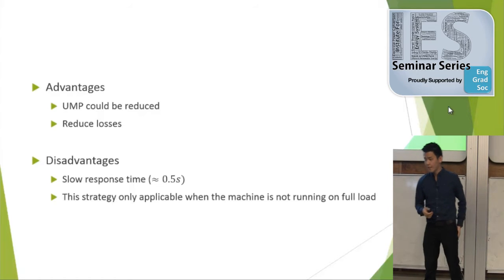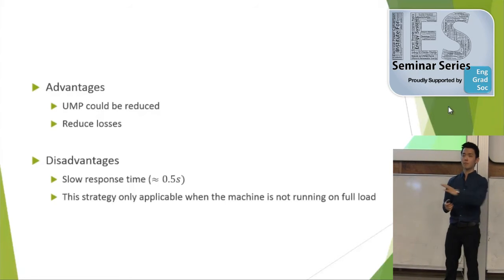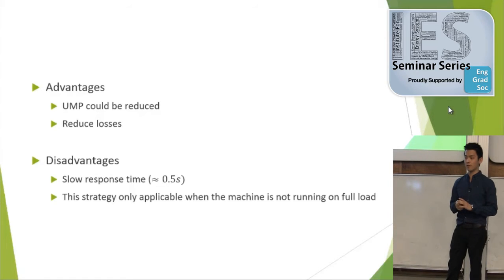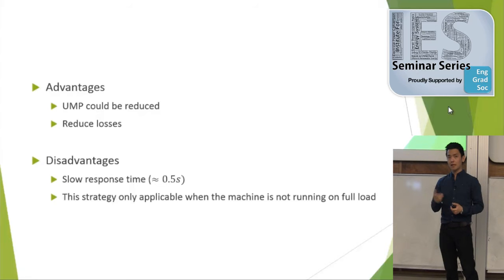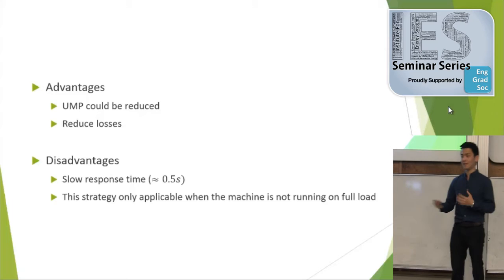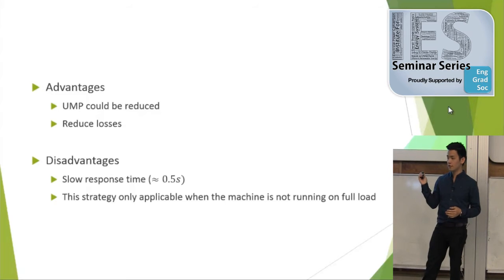There are also a lot of people suggesting reducing fluxes according to load to save energy. The disadvantage here is the slow response time of the machine, because by changing the d-axis flux, the response time is very slow, as the rotor time constant is quite high. But this is not the case for a renewable energy generator, as the load will be quite constant, if compared to 0.5 seconds. One more disadvantage is that the strategy is only applicable when the machine is not running at full load, because we just reduce the flux to reduce the UMP.